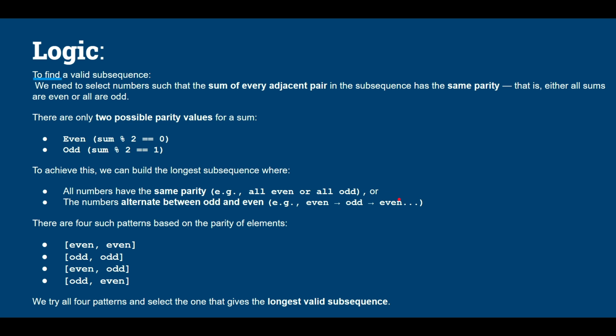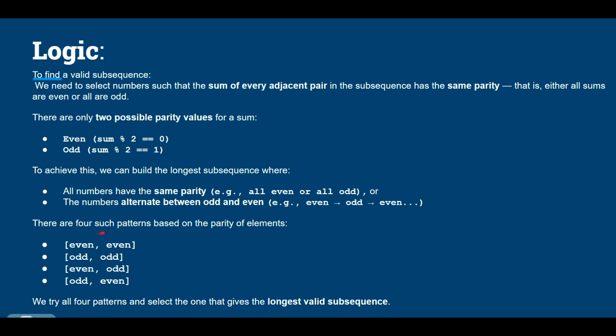So we have to understand that we can build the longest subsequence where the numbers have the same parity, or the numbers alternate between odd and even parity. If we want to find the longest subsequence, it means all the numbers should have the same parity, either all evens or all odds, or the numbers alternate between odd and even, like this.